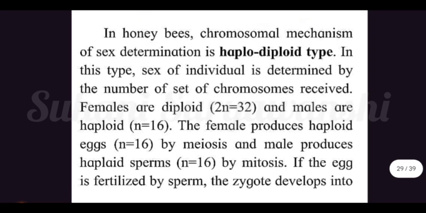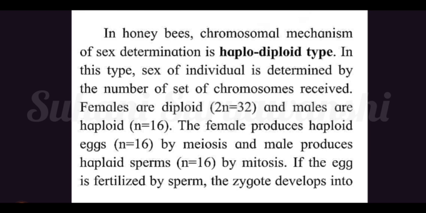In honeybees, the chromosomal mechanism of sex determination is of the haplodiploid type. In this type, the sex of the individual is determined by the number of sets of chromosomes received. Females are diploid, that is 2n is equal to 32, and males are haploid, that is n is equal to 16. The female produces haploid eggs, that is n is equal to 16, by meiosis, and the male produces haploid sperm, that is n is equal to 16, by mitosis.